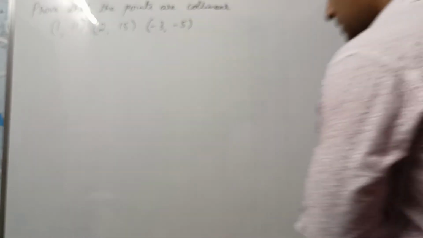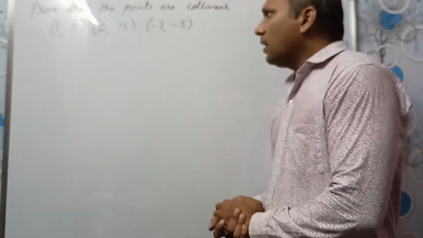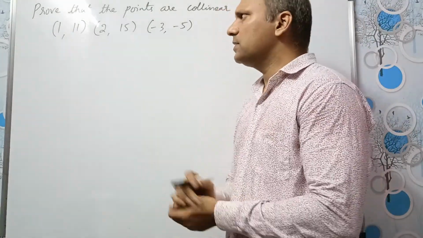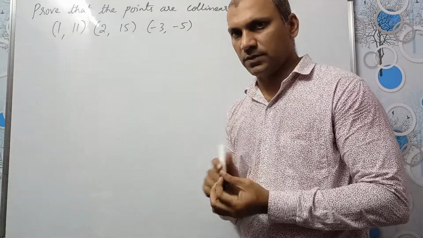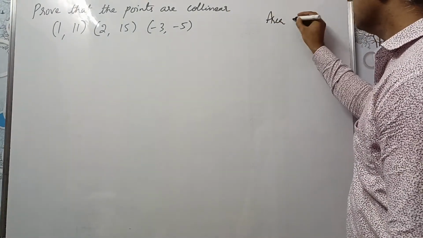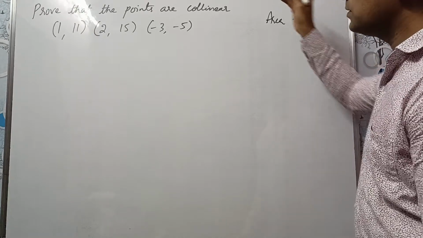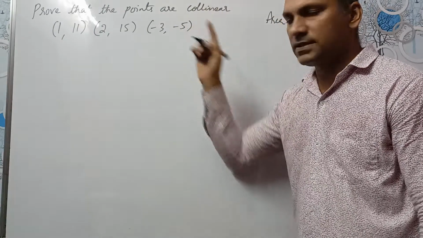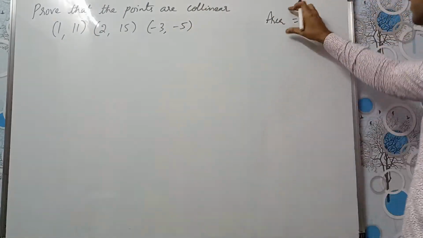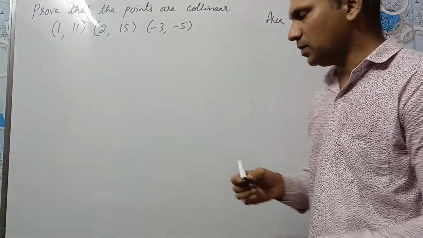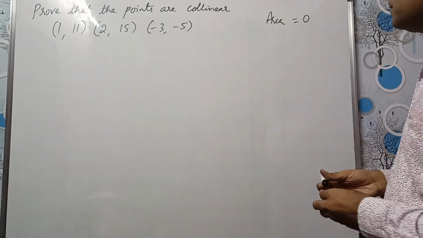Okay, this is an interesting question. Prove that the points are collinear. See, there are many methods of solving this question. We can use the area formula, and if the area is equal to 0, these points are collinear. This type of problem was in the 10th standard for us, right? If the area is equal to 0, the given 3 points will be collinear. Okay, that is one way.